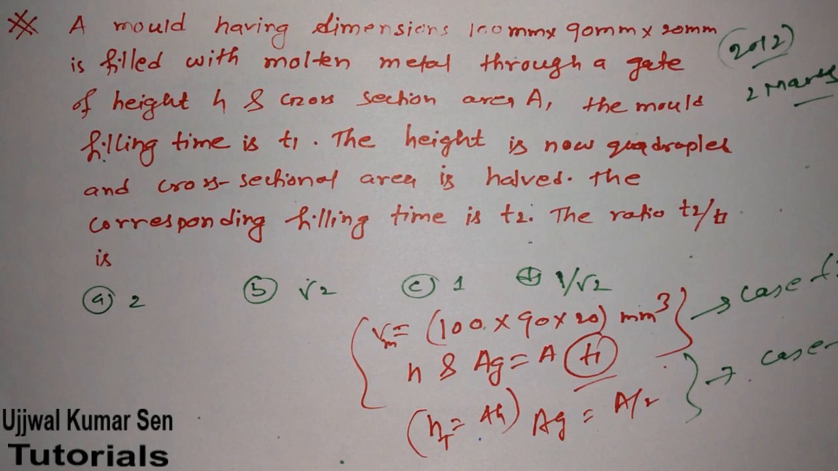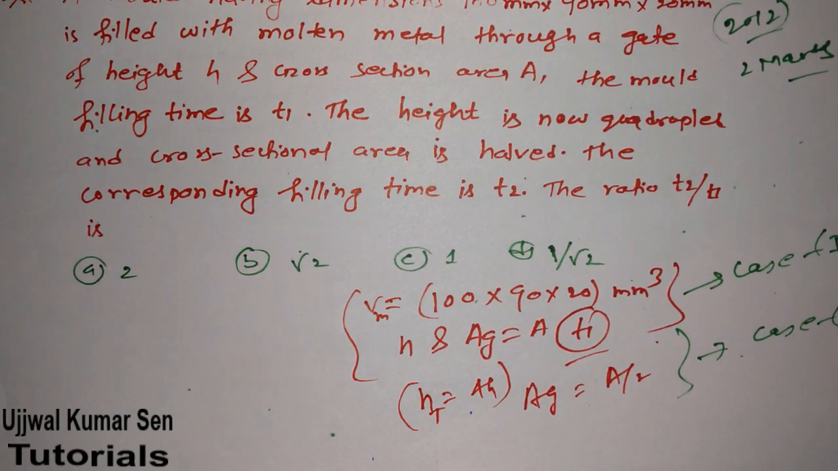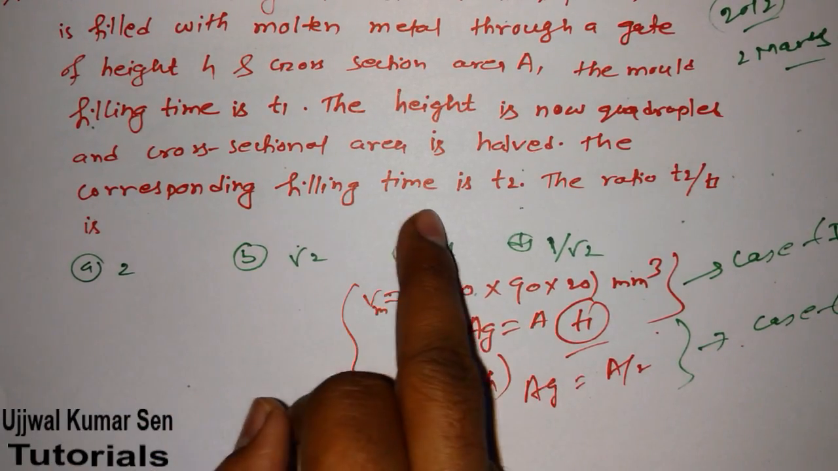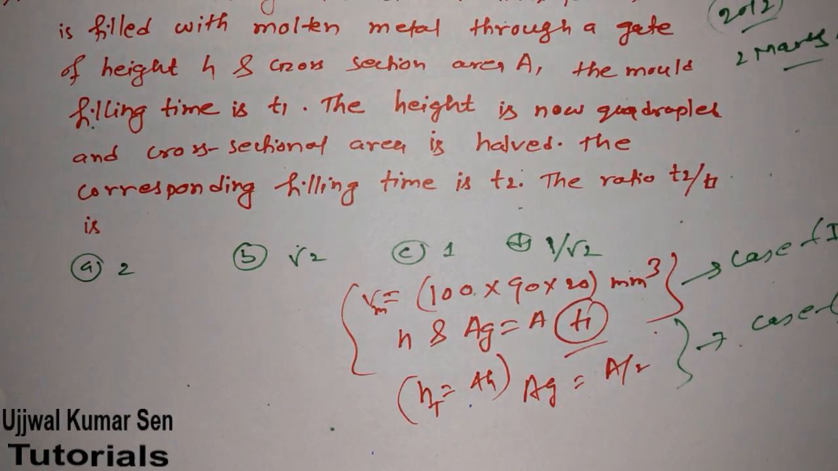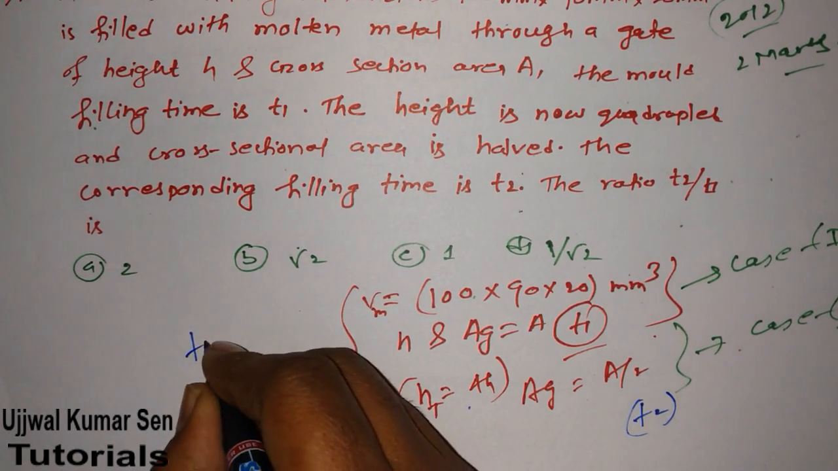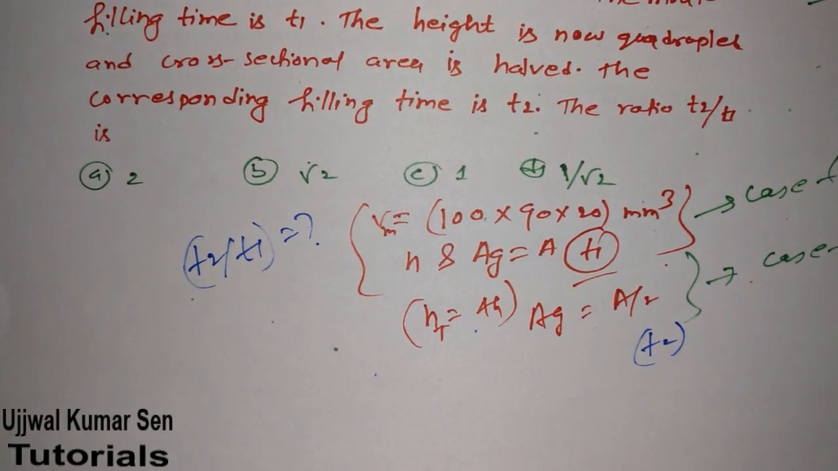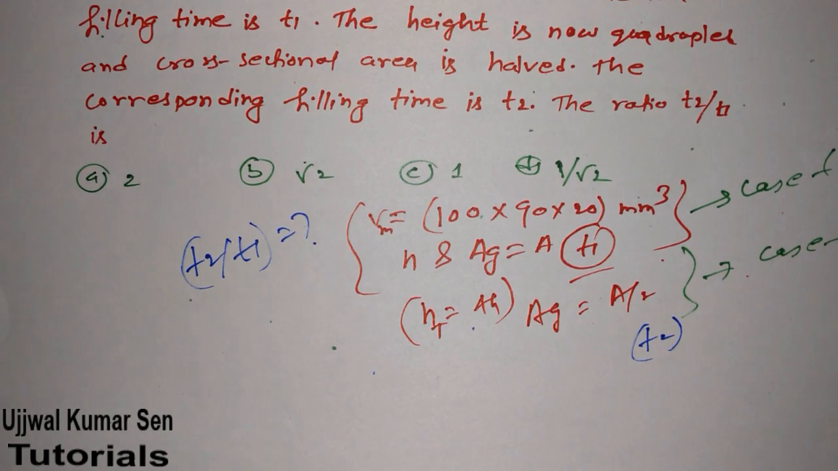Now let's go for the numerical problem. The condition is this. We have to find the corresponding filling time T2, and then the ratio T2 by T1. They did not say what type of gating system is being used. So if they are not telling you what type of gating system to use, you should go for the top gating system.